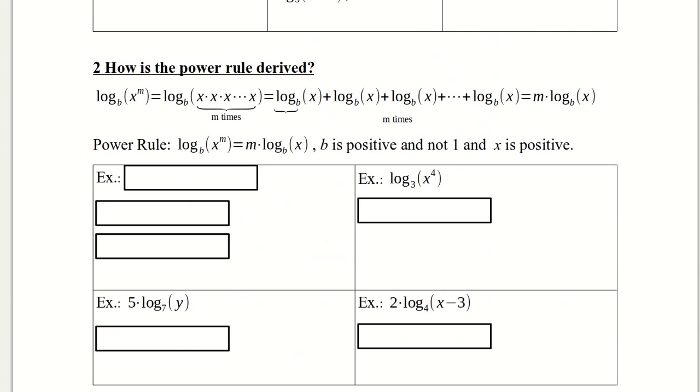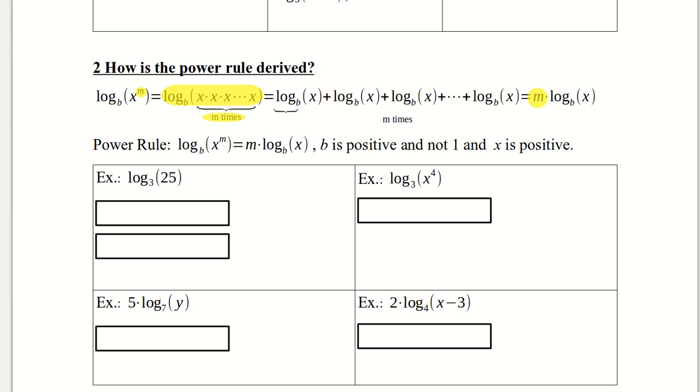So the next thing that we're going to do is look at how this rule is derived. So we're going to ask the question, how did we make the power rule? So the power rule says that that exponent comes outside. It becomes a coefficient. So let's take a look at using our product rule to make the power rule. So here is the log of x times x times x times x, m times. So that's the same as multiplying x times itself, m times, that's x to the mth power.